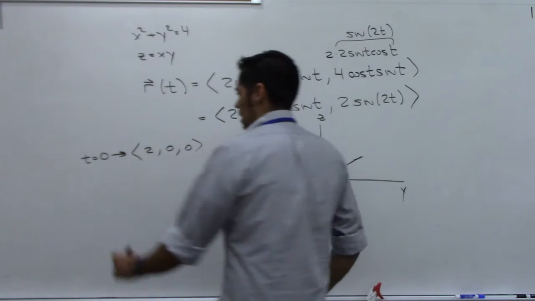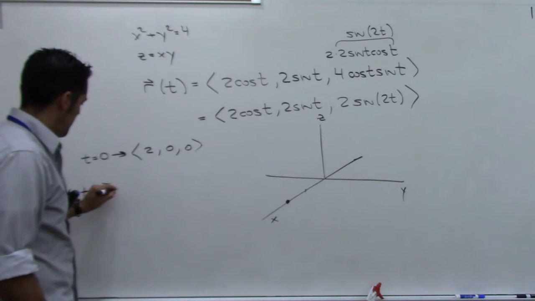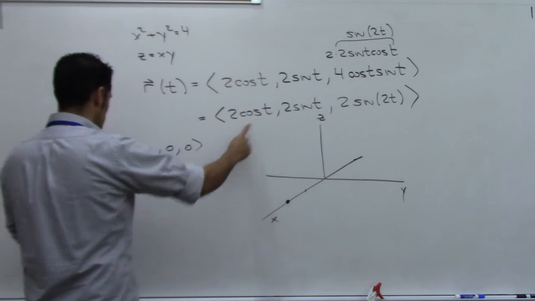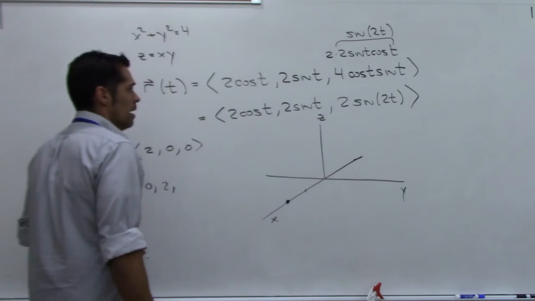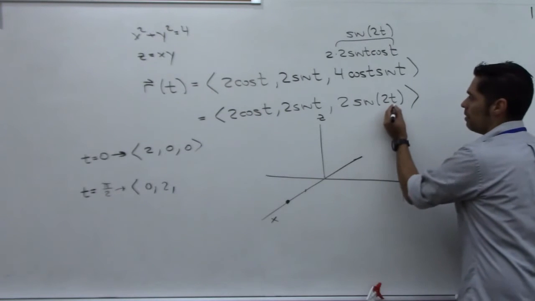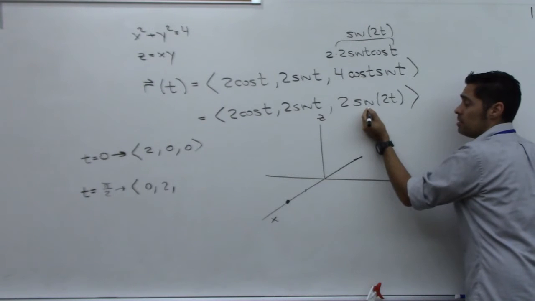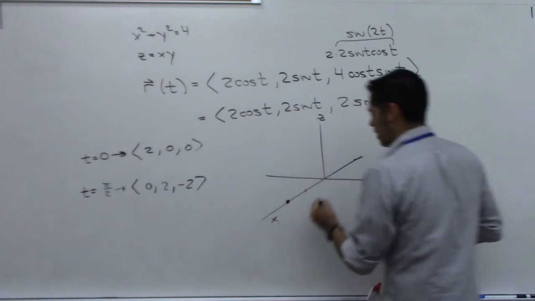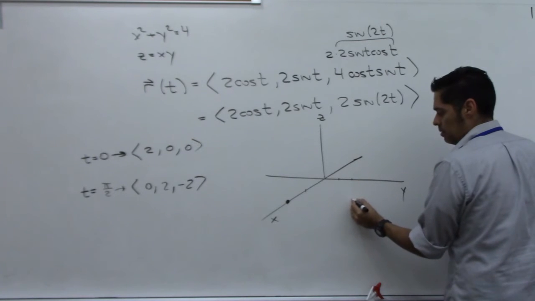Now let's let t be pi over 2, because that's an easy one to evaluate. Cosine of pi over 2 is 0, so we get 0 here. Sine of pi over 2 is 1 times 2 is 2. And then be careful here, we're going to plug pi over 2 in here. Pi over 2 times 2 is pi. Sine of pi is 0, so we get 0. So we'd be 0 on the x-axis, 2 on the y-axis, and 0 on the z-axis.